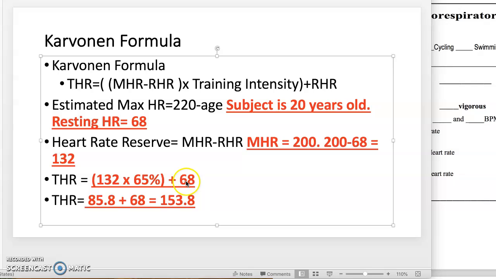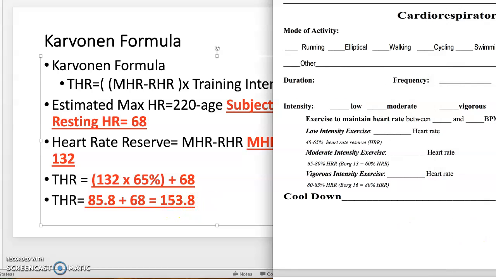So we put that into our formula, 132 times our training intensity, which is 65%, plus the resting heart rate. So remember, anytime you're multiplying percentages, 132 times 0.65, and that equals 85.8, plus the resting heart rate, which is 68, equals 153.8.